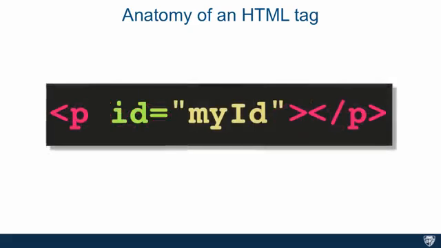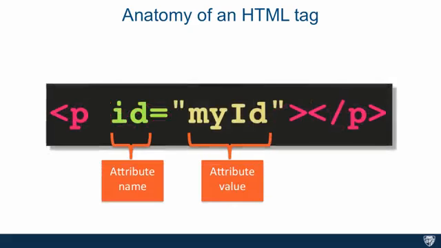Now, every HTML element can have predefined attributes. We will learn some of the most common ones as we progress in the course, but here's what you need to know about tag attributes in general. An attribute is a name-value pair that is kind of metadata about the element that it's being applied to. So in this example, we're assigning my ID as the value of the ID attribute.